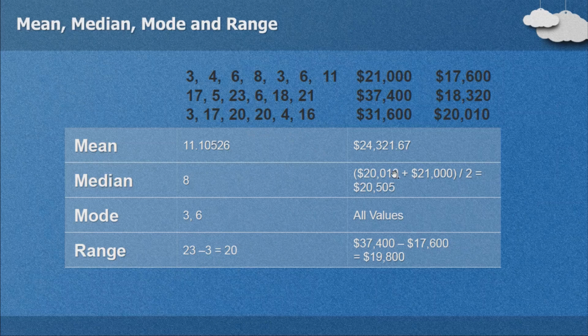This is important on an even number set. There's not one number that will sit in the middle. So to calculate the median of an even number set, you find the two numbers that are in the middle, and then you take the average of the two.